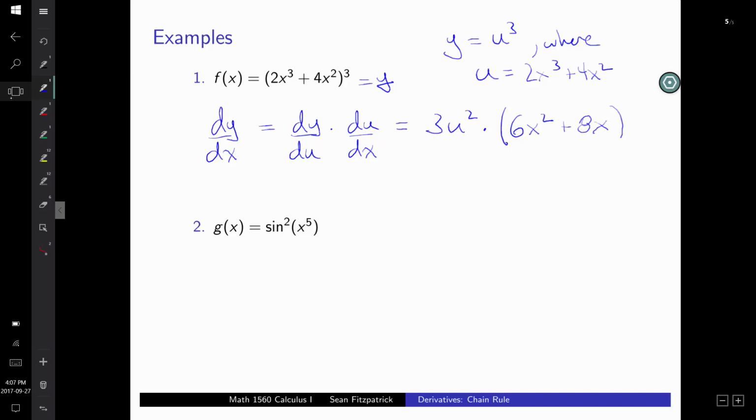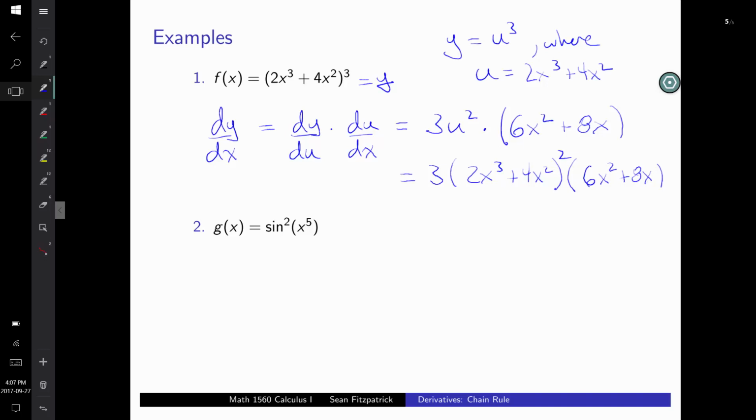You don't want to stop here though. You started with a function of x, so your final answer should be in terms of x. We introduced this intermediate variable u, but we don't want to keep it around. We want to get rid of it. So let's write u back in terms of x. u was 2x cubed plus 4x squared, and don't forget that square there, and then we multiply by the derivative of the inside. You'll notice the pattern: it's the derivative of the outside function, the cube function, evaluated at the inside function. Then you multiply by the derivative of the inside.